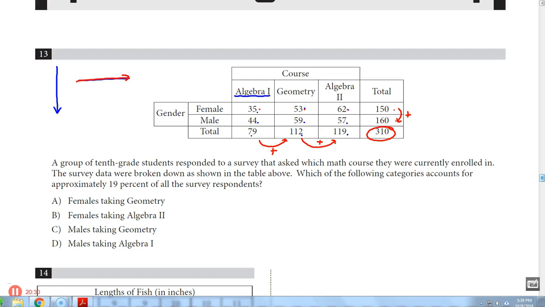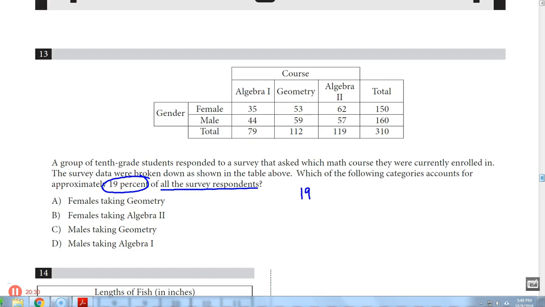So let's get to the question. Now that I've kind of explained the table, let's see what they want. A group of 10th graders responded to a survey. They were asked which math course they were currently enrolled in. The survey data were broken down as shown. Which of the following categories accounts for 19% of all the respondents? All right. So 19% of all the respondents, which we just talked about, there's 310 here.